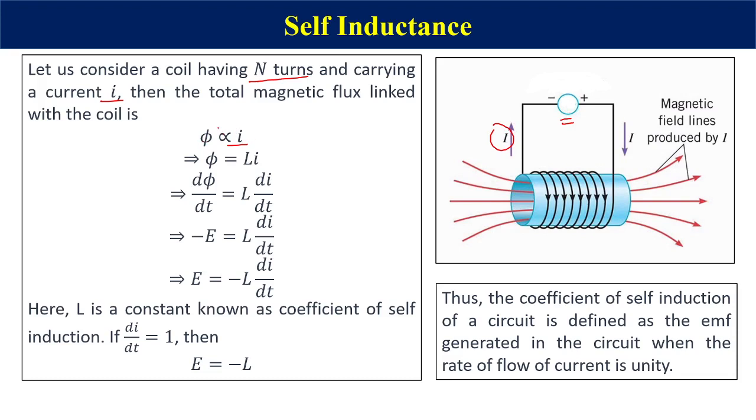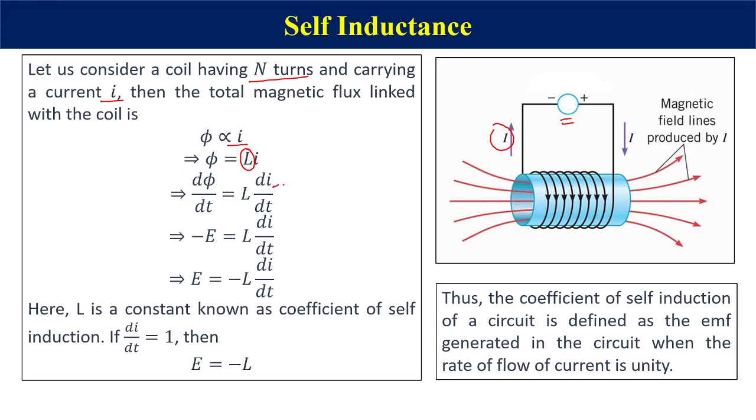We know that whenever there is a proportional sign, if we have to remove it, we'll have to put a constant of proportionality. So let's in this case call it L, and take a derivative on both the sides with respect to t, that is time. In that case, we get d phi by dt equal to L di by dt. Because L is a constant of proportionality, no need to take a derivative of it with respect to time.